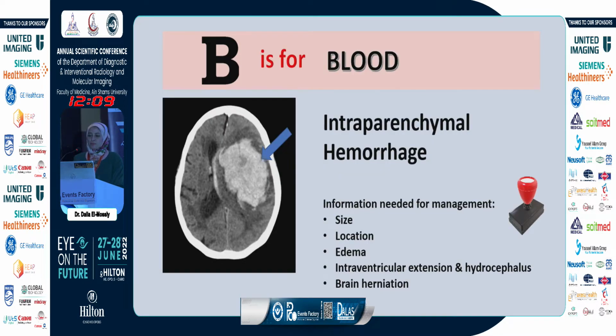In intraparenchymal hemorrhage, in your report you should include the following data: the size of the hematoma, location of the hematoma, edema and mass effect, intraventricular extension and hydrocephalus, and also brain herniation. In this case, there is a large left frontoparietal hematoma. It shows mass effect, surrounded by brain edema, with intraventricular extension. There is effacement of the ipsilateral lateral ventricle, dilatation of the contralateral side, and it shows subfalcine herniation.